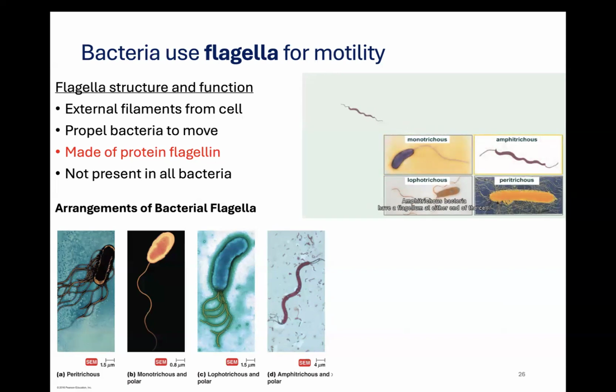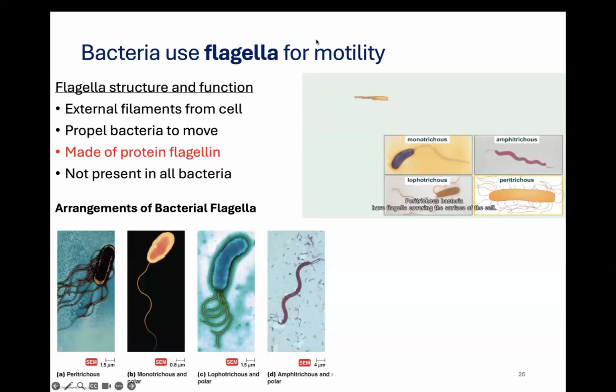Amphitrichous bacteria have a flagellum at either end of the cell. Bacteria with a tuft of flagella at one end are called lophotrichous cells. When the flagella rotate counterclockwise, the flagella bunch up and the cell runs. When the flagella rotate clockwise, they separate and the cell tumbles. Paratrichous bacteria have flagella covering the surface of the cell. Runs occur when all of the flagella rotate counterclockwise and become bundled, while tumbles occur when the flagella rotate clockwise and separate.